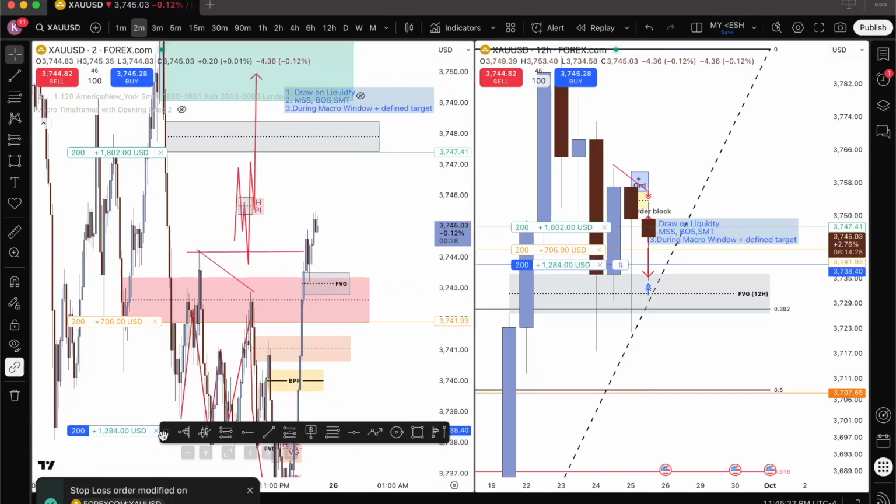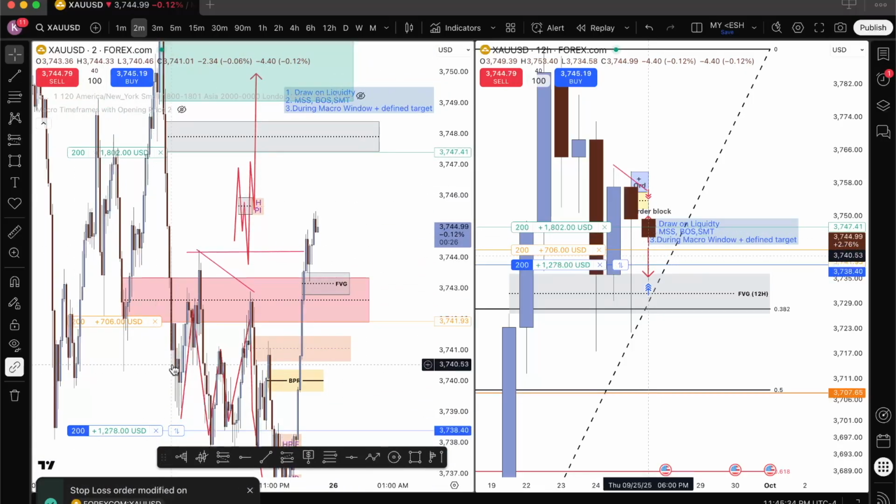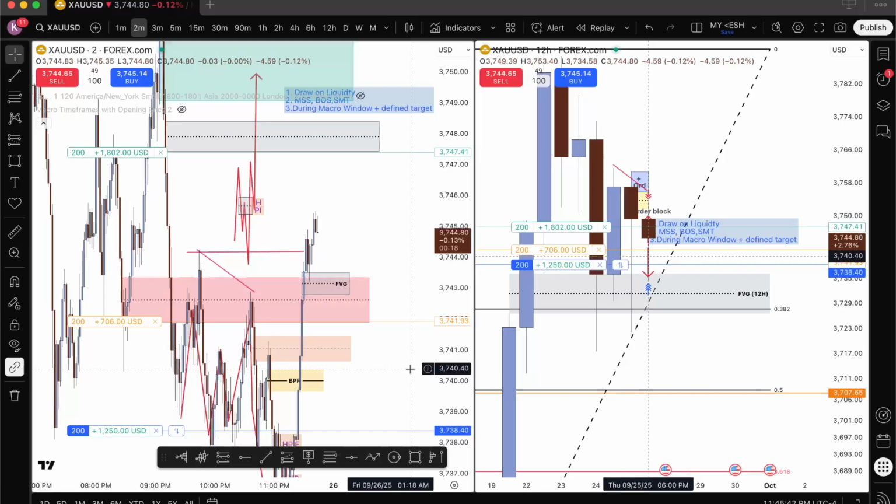Locking in some more profit. Like I say, I don't really like how it's going up like this.